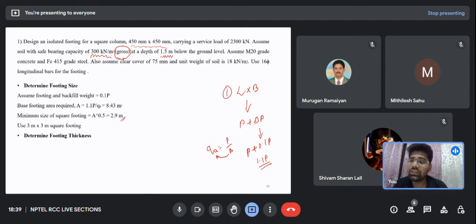Now the other thing which I have to do is find the depth of this footing. So we are doing the design of this footing step by step. So come on, answer me. How to evaluate the depth? What are the design criteria for depth?